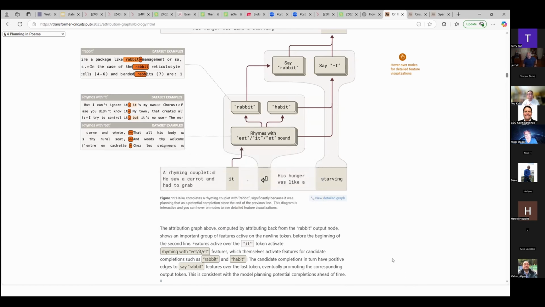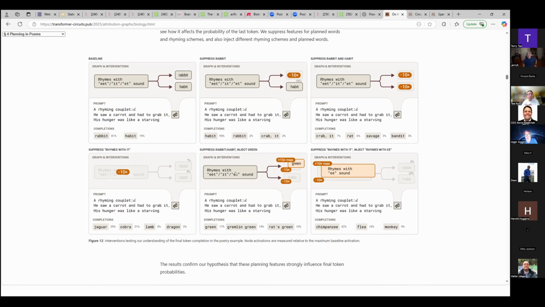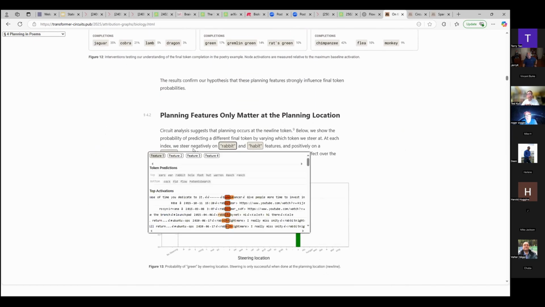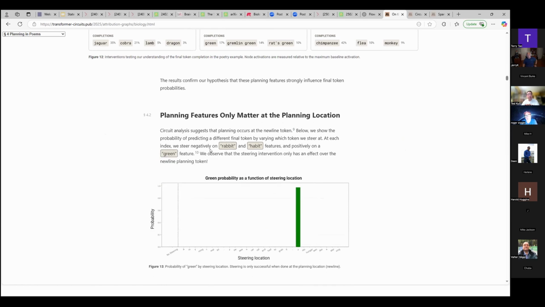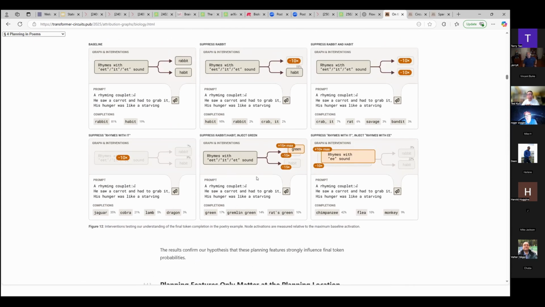Yeah, this next chart is the one that really blew me away. So we have this rhymes with eat it direction, right? We found that it's right 20 degrees northwest or whatever. They then did negative values for rabbit and habit and positive for green. So that's this experiment here, where we got completions of green, gremlin, green, rats, green. These interventions were done at the token position. These nodes all live at the new line token position.